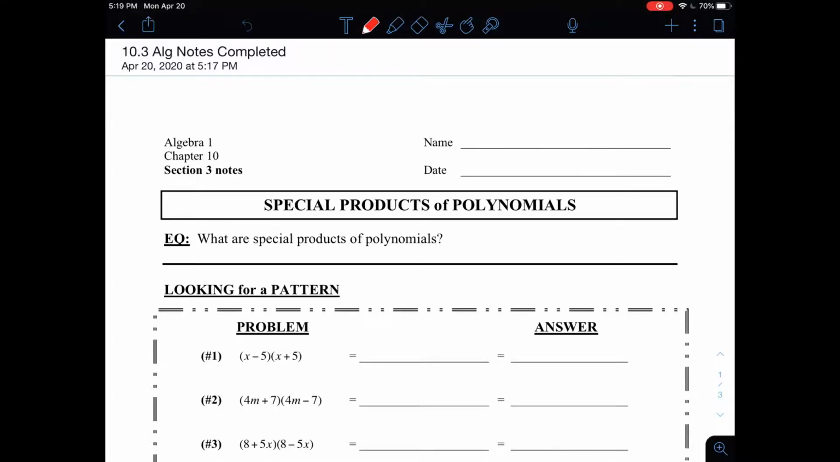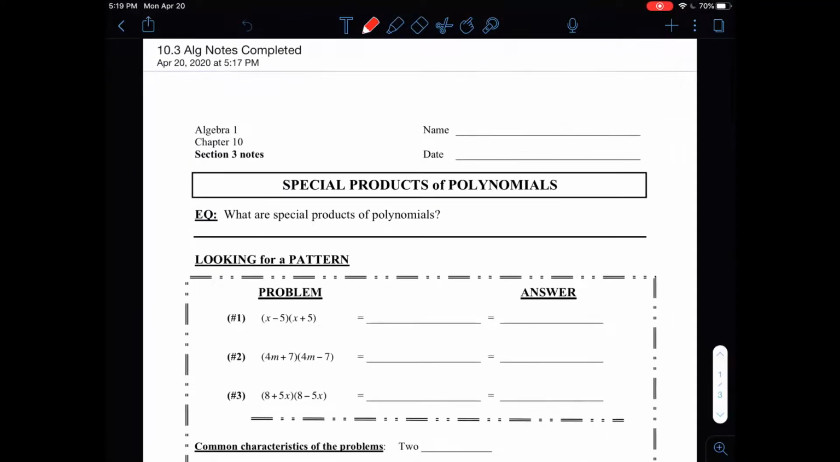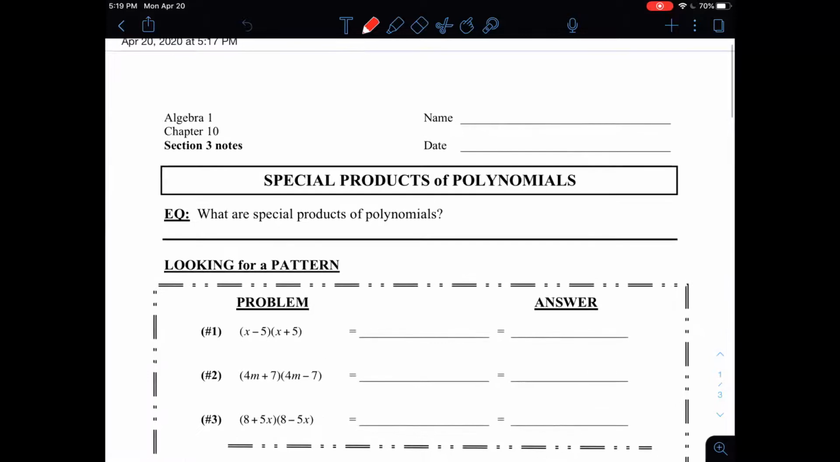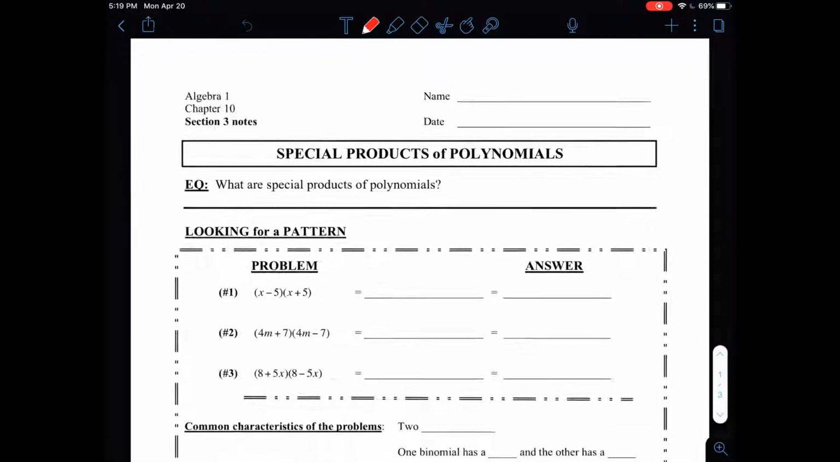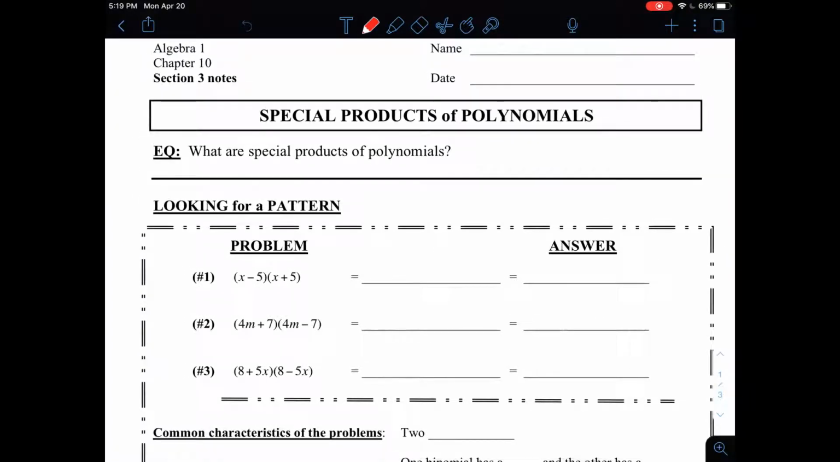So let's read the name of the lesson together as a class. Ready? 1, 2, 3. Special products of polynomials. Essential question 1, 2, 3. What are the special products of polynomials? I added it on there. Sorry about that. Okay, so we have some kind of special results.